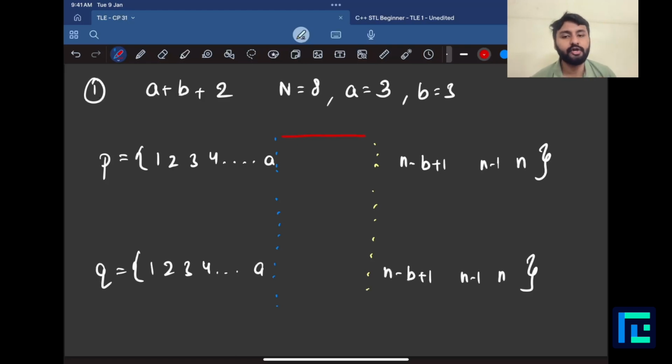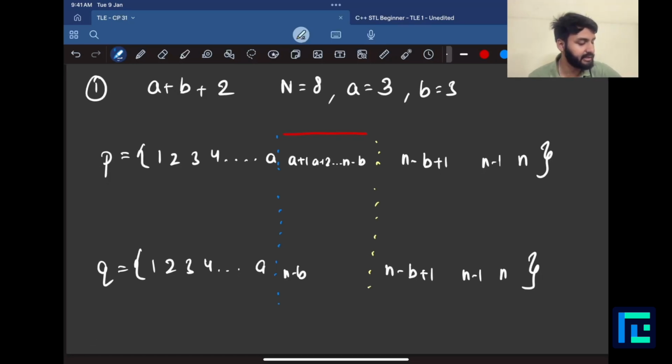So how do I make sure this area never matches? Can I say a very simple thing? Let's say over here the numbers would be a plus 1, a plus 2, and so on. The last number would be n minus b. So what can I simply say? If I set the numbers a plus 1 to n minus b in this range, then I can just reverse these numbers and set them like this: n minus b, dot dot dot, then a plus 2 and a plus 1. This is the generalized method, alright.